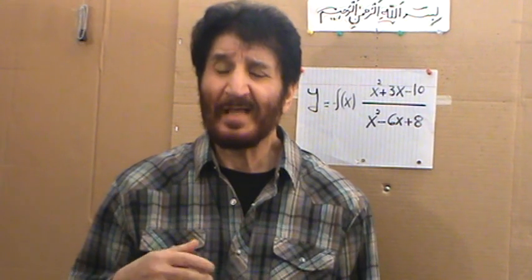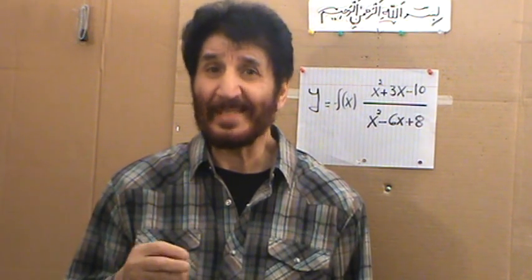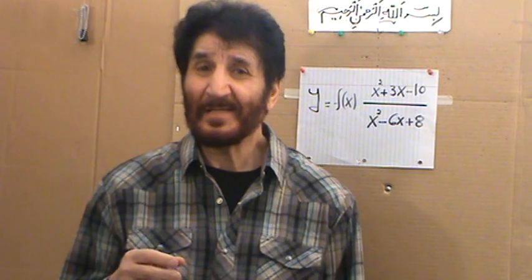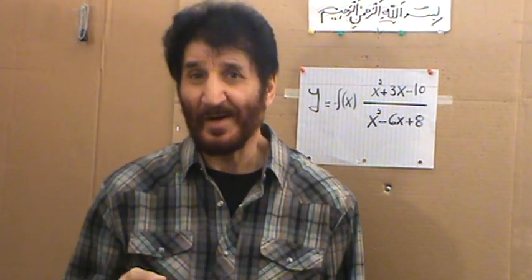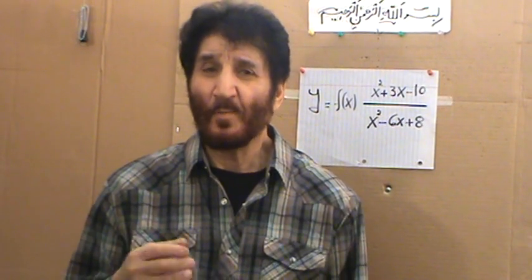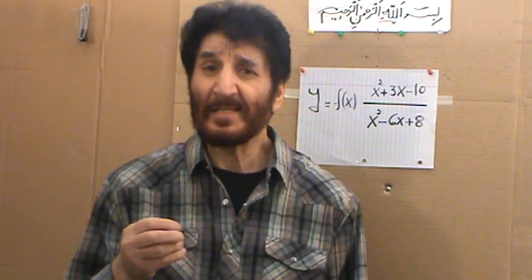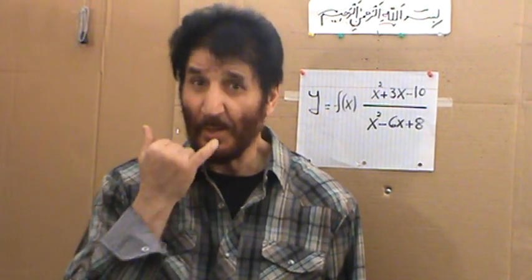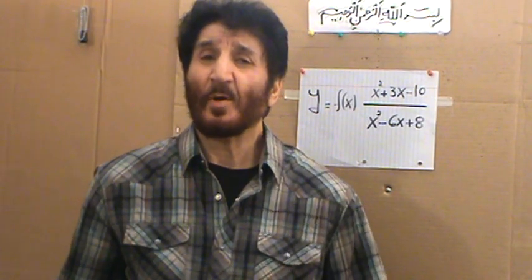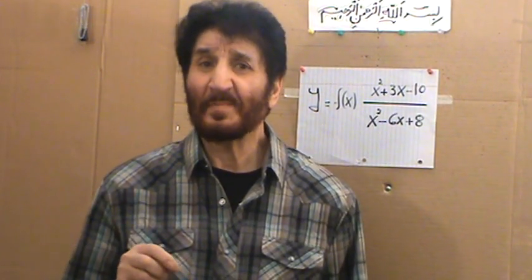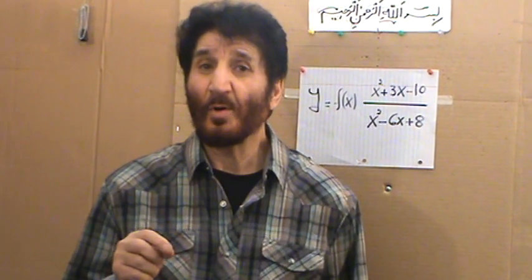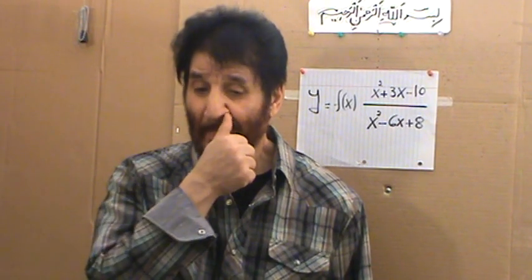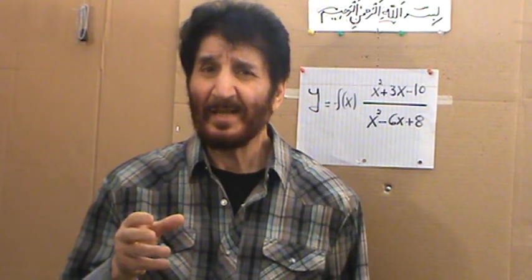Now, with rational functions goes polynomial, and with polynomial goes degree. That will make the rational function have three kinds, let's say. One is that the degree of the polynomial numerator is less than the degree of the polynomial of denominator. The other one is that the degree of the numerator is equal to the degree of the denominator, and the third one will be the degree of the numerator greater than the degree of the denominator.